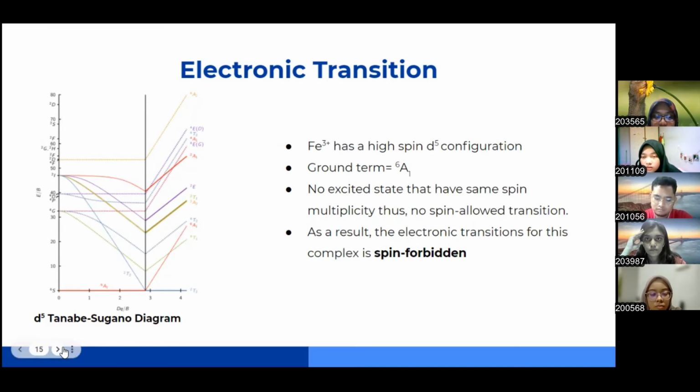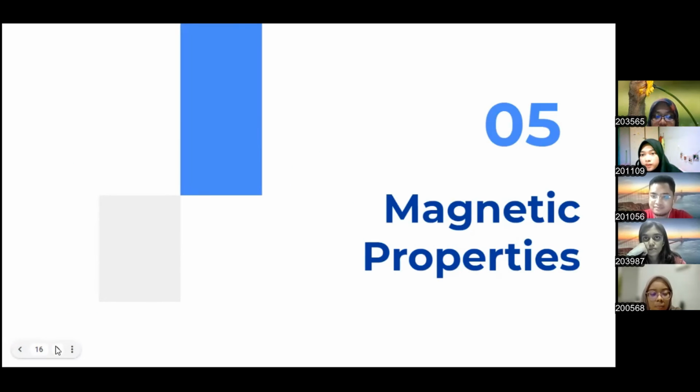If we recall what we have learned, spin forbidden transitions are allowed if spin orbit coupling is taken into account. So next. Now I will explain the magnetic properties.